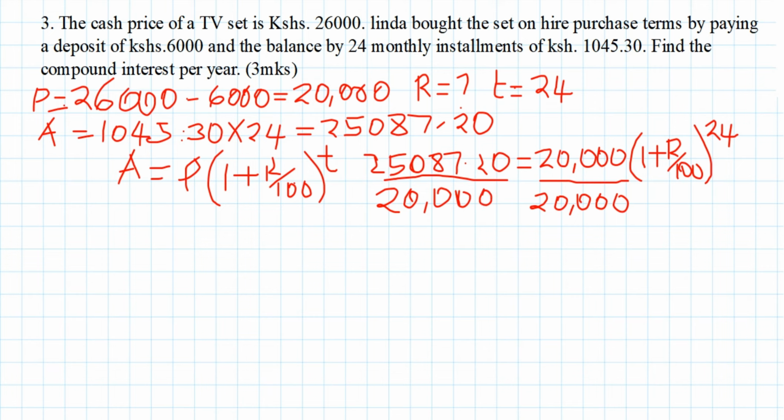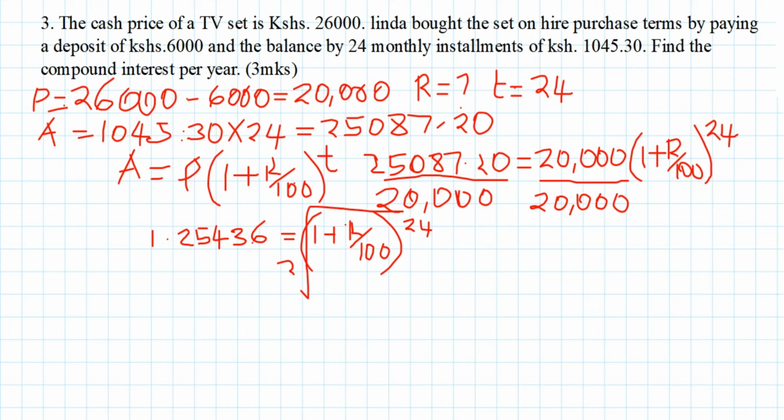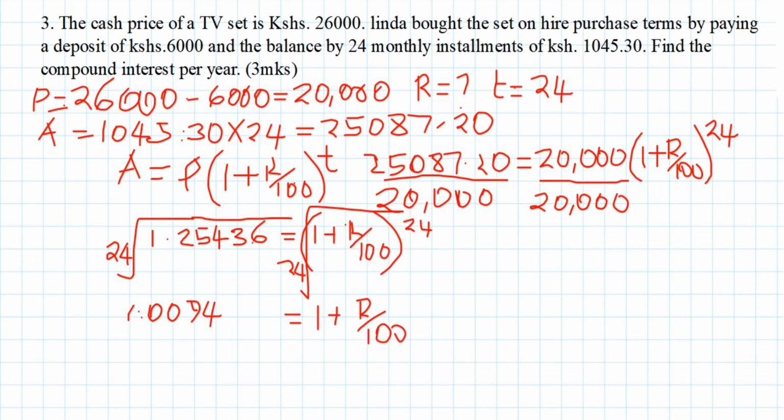And so when we divide by 20,000 on the left-hand side, we get 1.25436. And now on the right-hand side, we shall be left with (1 plus r all over 100) raised to power 24. And now, so that we can work out for r, we find the 24th root on both sides. So once we get the 24th root on both sides, on the left we shall be left with 1 plus r all over 100. On the right, we shall have 1.009487.